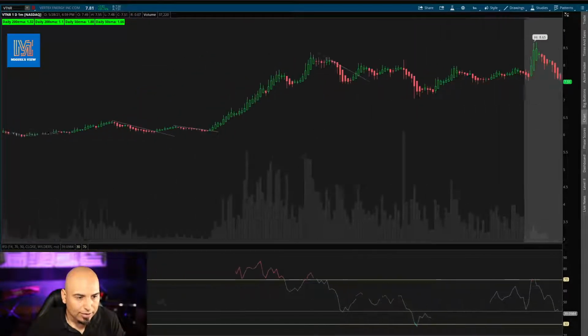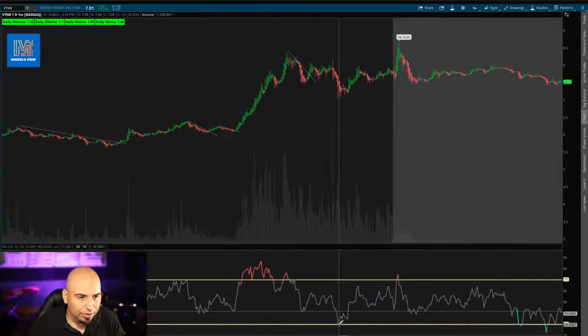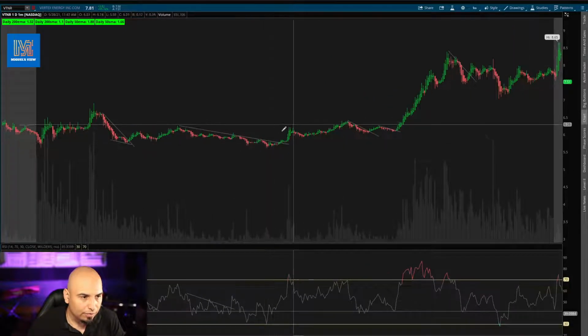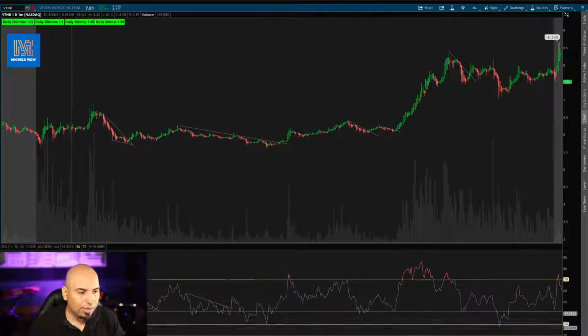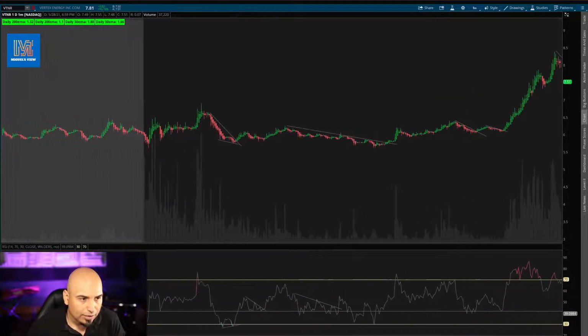So anytime we came to this area right here, support, in oversold territory, we bounced right back. When we came over here, oversold territory, we bounced up. We came here, oversold territory, bounced up, and at the open, oversold. So throughout the whole day, we had these two support areas. So is it coincidence? No.